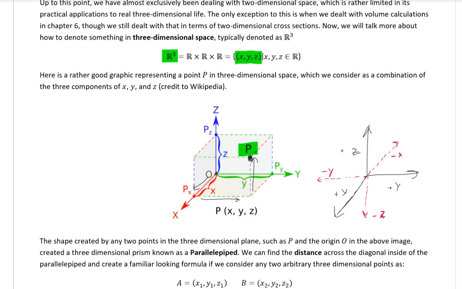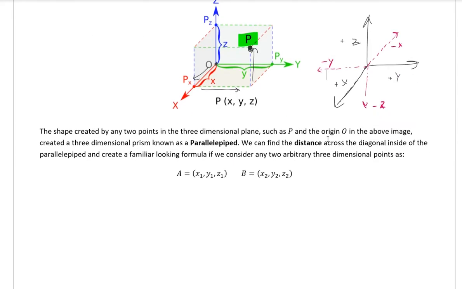Now, what we're first going to do in this three-dimensional space is talk about different equations you can have: distance, midpoint, and also what it would look like just to graph any given equation in three-dimensional space. So, first we're going to talk about how we would find the distance from one point to another, say point A to point B, where A and B are defined like so.